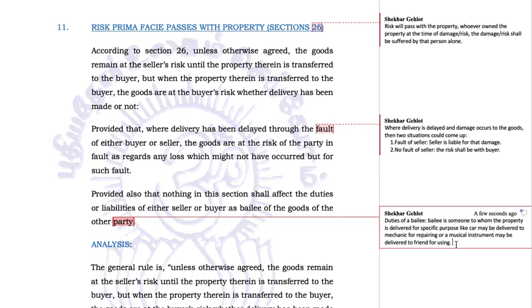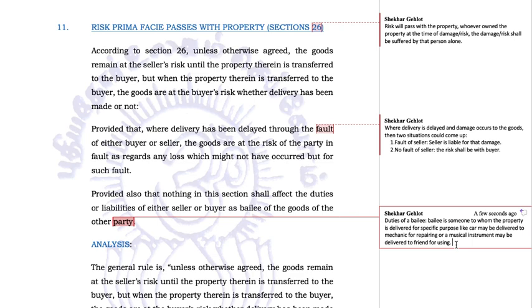Like suppose the friend has taken the piano, he cannot leave the piano on the roof for 2-3 days, and when there is rain, there is damage to the piano, and now he cannot say to the friend that because I do not own the piano, you own the piano and the risk passes with the property, so whatever damage is with the piano you shall bear it. No. If something happens to the property due to the fault of the bailee, then the bailee shall be liable. But if there is no fault of the bailee, then the owner will be liable.